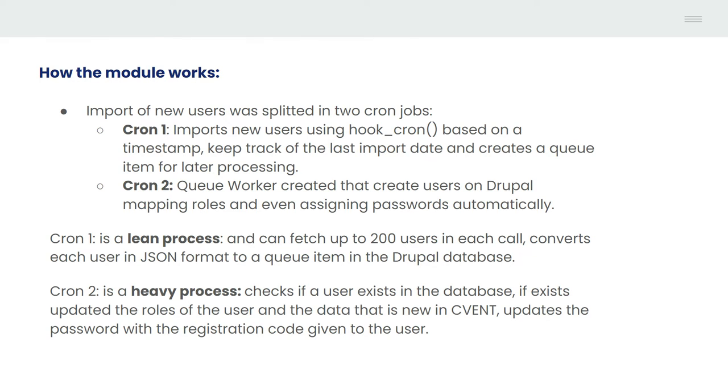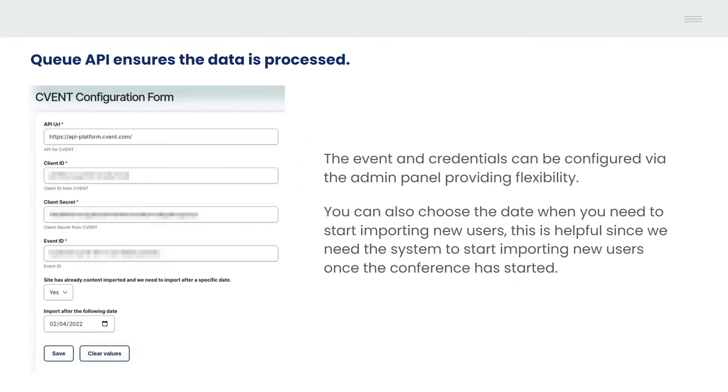So basically, cron one is a lean process, and cron two is a heavy process, where you need to process all those users. Sometimes, in a range of let's say 1 hour, you have 50 users registered. Your cron job is going to break, and it's going to be expensive for us, getting more memory for the server to try to process those 50 users. So it's better to split it into two cron jobs, from my perspective.